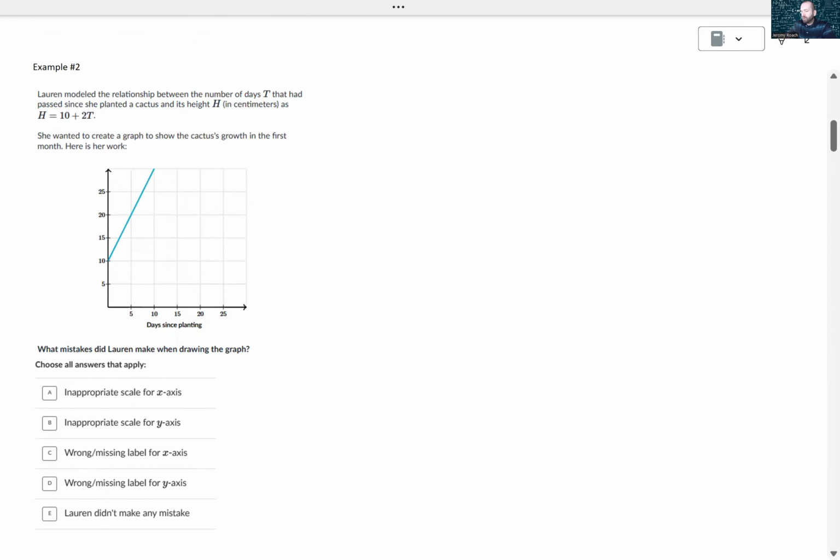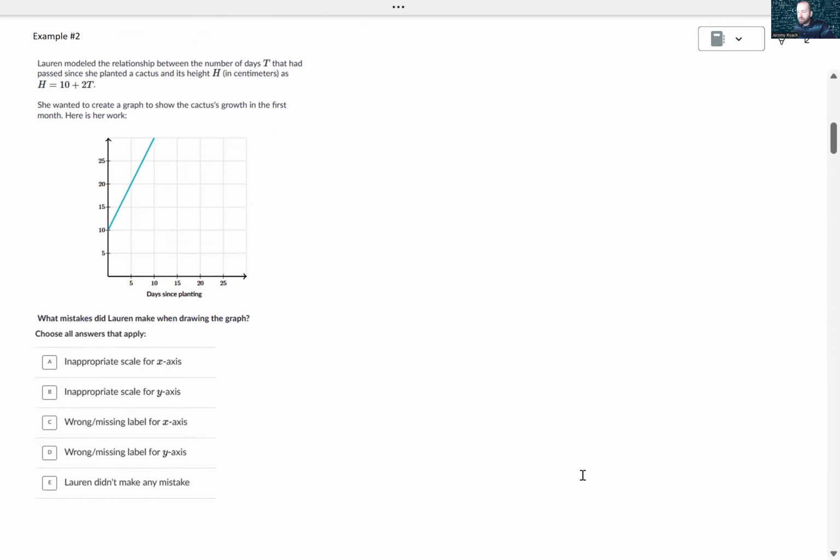All right, the next example. Lauren modeled the relationship between the number of days that had passed since she planted a cactus and its height in centimeters as h equals 10 plus 2t. She wanted to create a graph to show the cactus's growth in the first month, and here's her work. And we're looking for any mistakes that she made. So immediately what I can see on this is that there's no label on the y-axis. So we can say wrong or missing label for y-axis. There's a missing label for that.